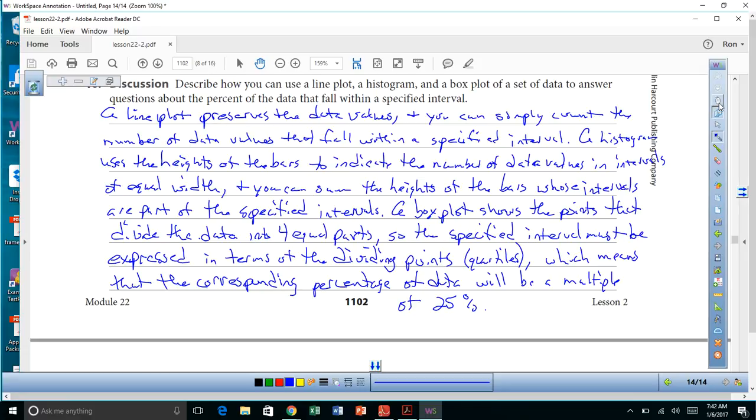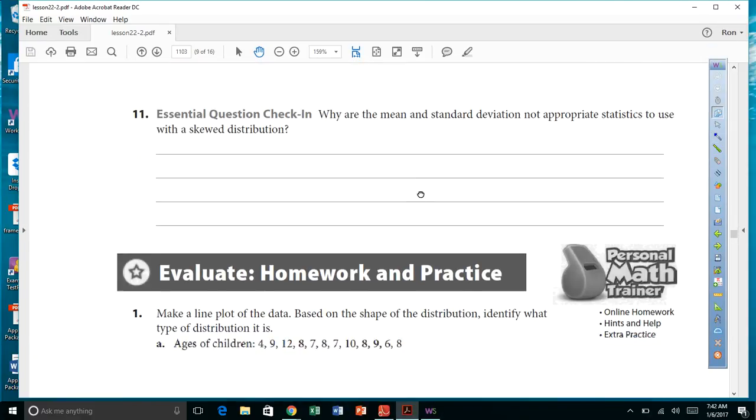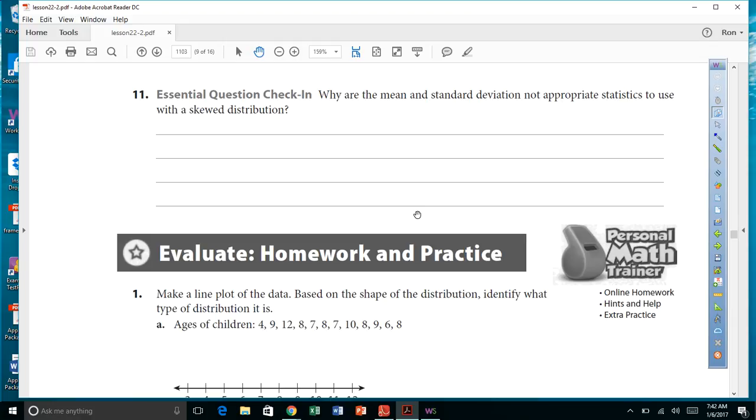All right, good. Essential question check-in. Why are the mean and standard deviation not appropriate statistics to use with a skewed distribution? Because the mean and standard deviation are calculated using every data value. Data values that are much larger or much smaller than the other data values can have a significant impact on those statistics. So the mean and the standard deviation may be too sensitive to the data values in the longer tail of a skewed distribution.